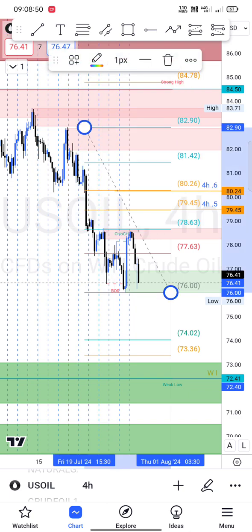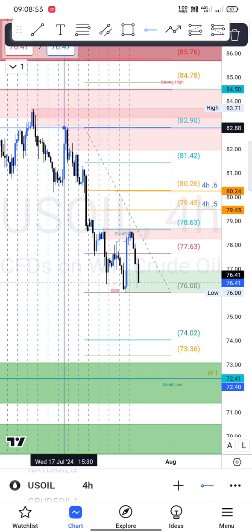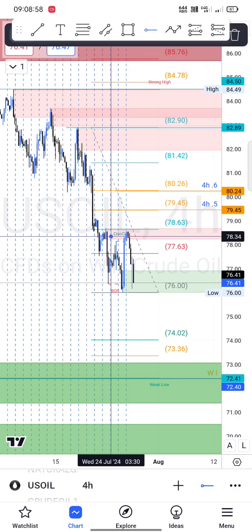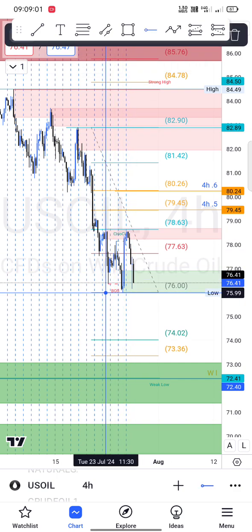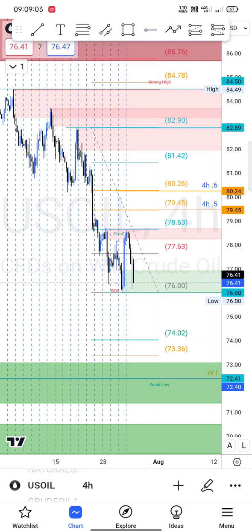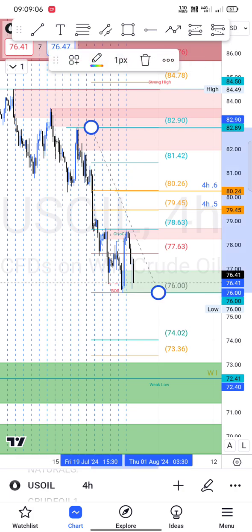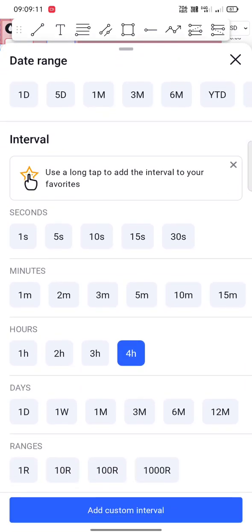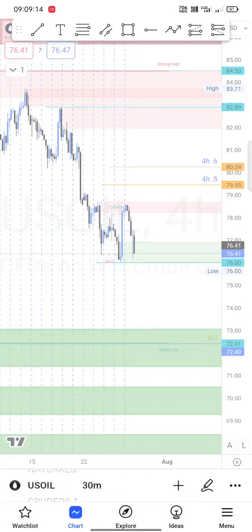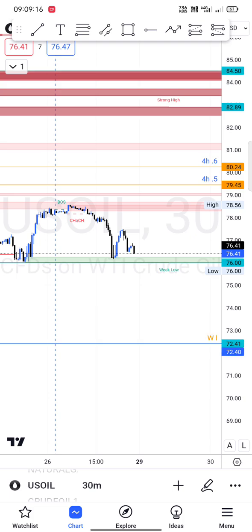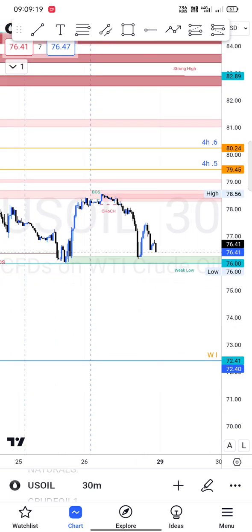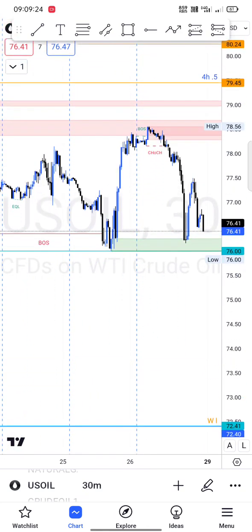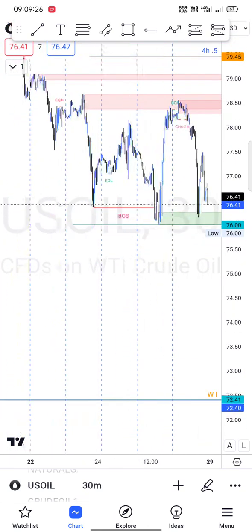This is our 4-hour high. This is our low, 30 minutes low. Okay, currently let's see the 30 minutes time frame. We draw support and resistance levels only in the 30 minutes time frame. That's why we take the low and high for major time frames. So don't mistake me.